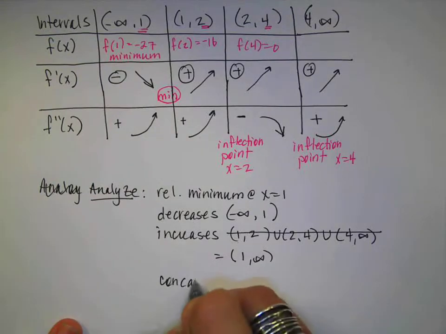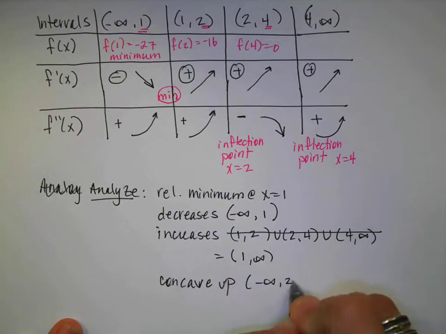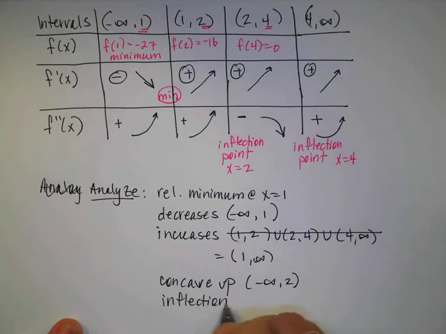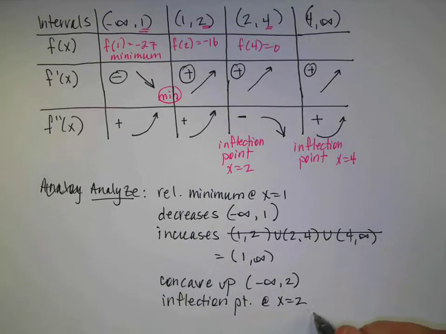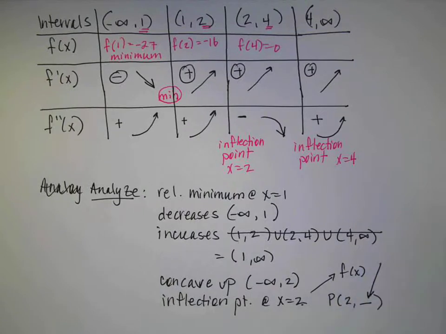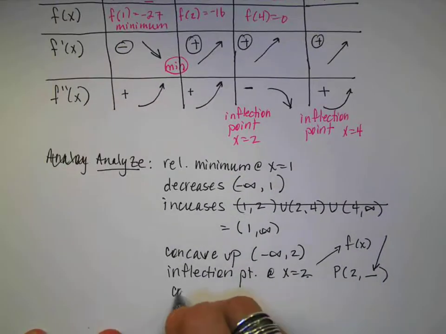I'm going to talk about my concavity next, so I know that my function is concave up in the interval from negative infinity to 2. I have an inflection point at x is equal to 2. If I wanted to find the y value, so if I actually wanted to find the coordinates of the point, the actual inflection point, I would take this 2 and I would run it through the function to find the y value. And notice that's the original function and not any derivatives.